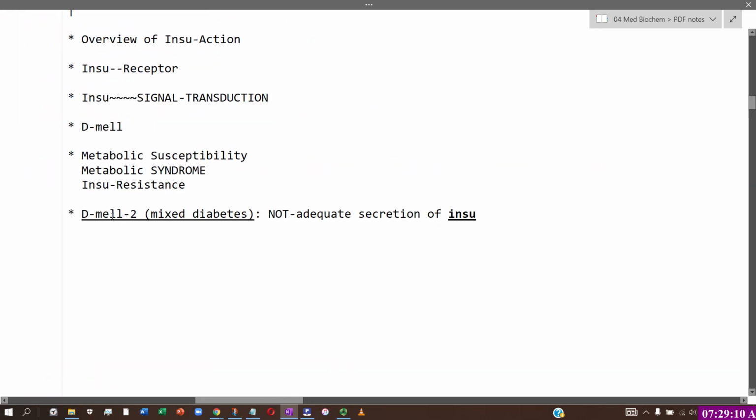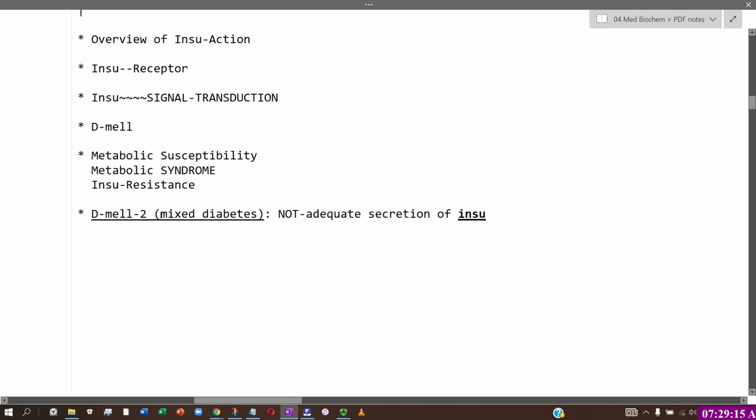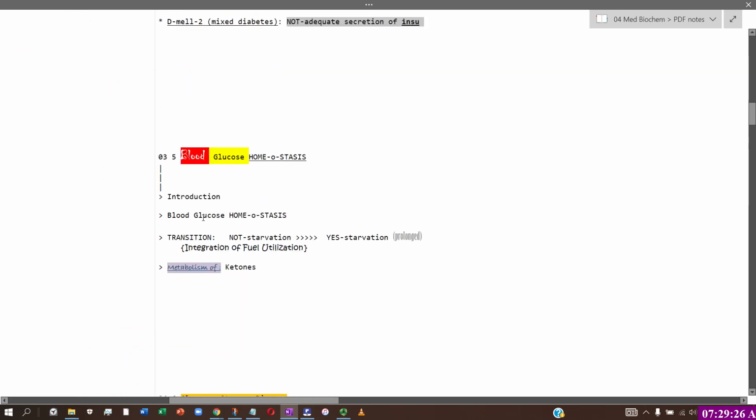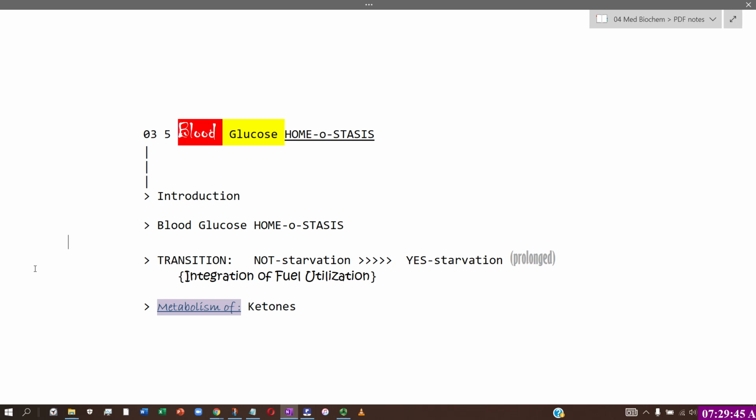And then DMEL2, diabetes mellitus 2, type 2 mixed diabetes, the inadequate secretion of insulin. Moving on to PDF number 5, blood glucose homeostasis. You have an introduction, and then another subtopic by the same title as the PDF, blood glucose homeostasis, followed by transition.